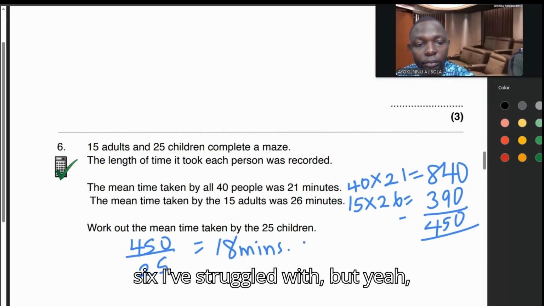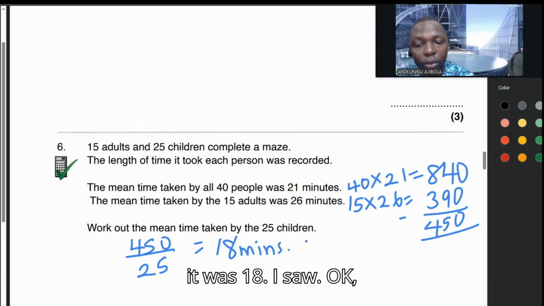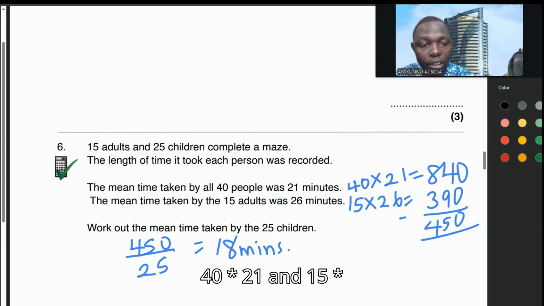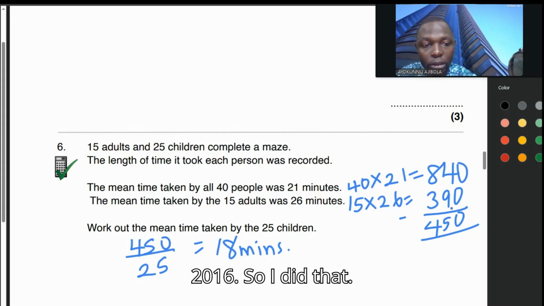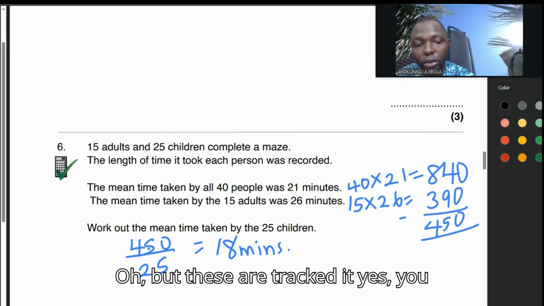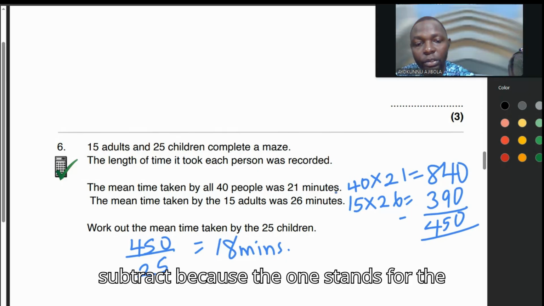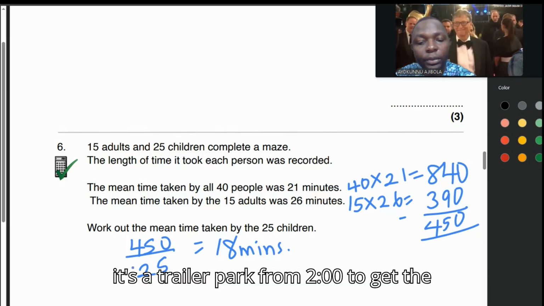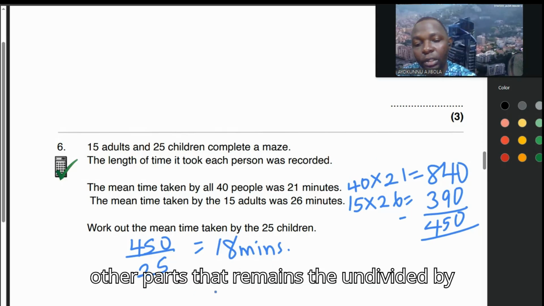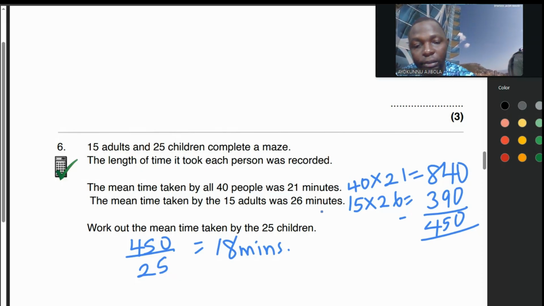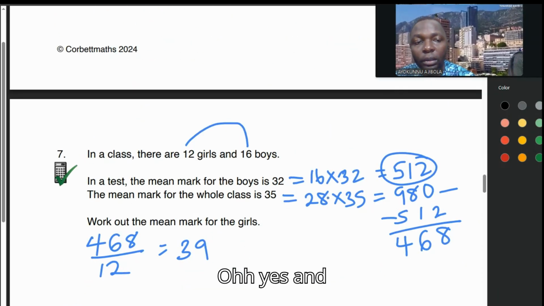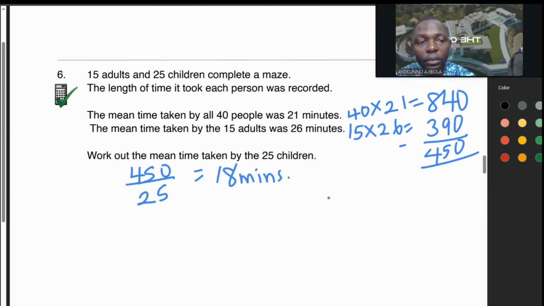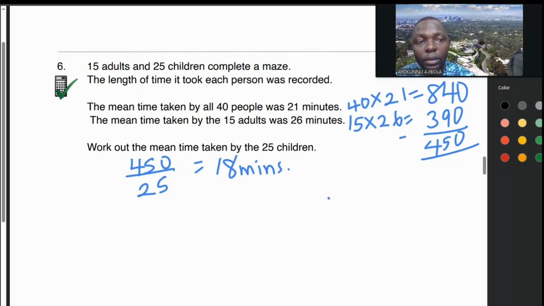Number 6, I struggled with, but yeah, it was 18. I see. Okay, 18. That's we did 40 times 21 and 15 times 26. Then we subtracted. Yes, I did that. Oh, but then you subtract it. Yes, we subtract because one stands for the total while one stands for the part. So you subtract the part from the total to get the other part that remains. Then you divide by the population of that part. Okay. Yes, and 450 divided by 25 is 18.